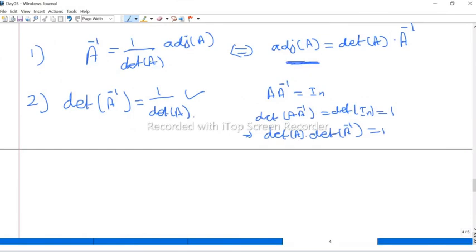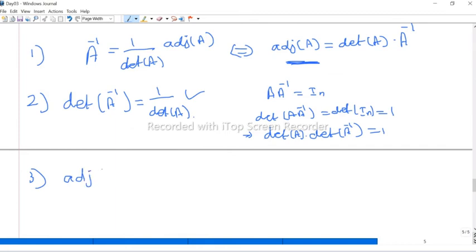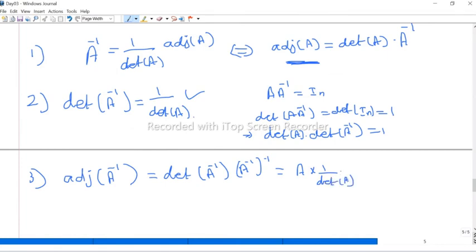Now we get the definition of adjoint of A. So adjoint of A is nothing but determinant of A into A inverse. Now what is the adjoint of A inverse? Adjoint of the matrix A inverse: now substitute A by A inverse. That's it. What will we get? It's equal to determinant of A inverse and then A inverse whole inverse. A inverse whole inverse is nothing but A. And we know that determinant of A inverse, as we just showed, is 1 by determinant of A.